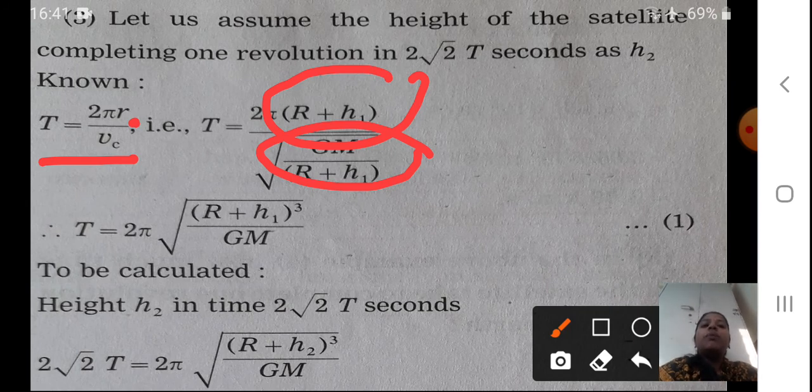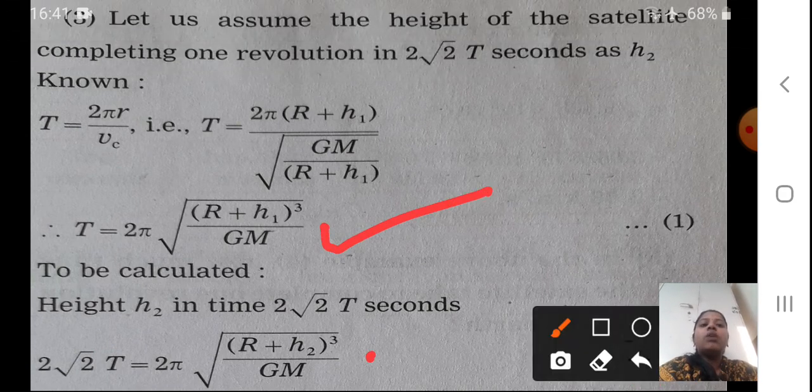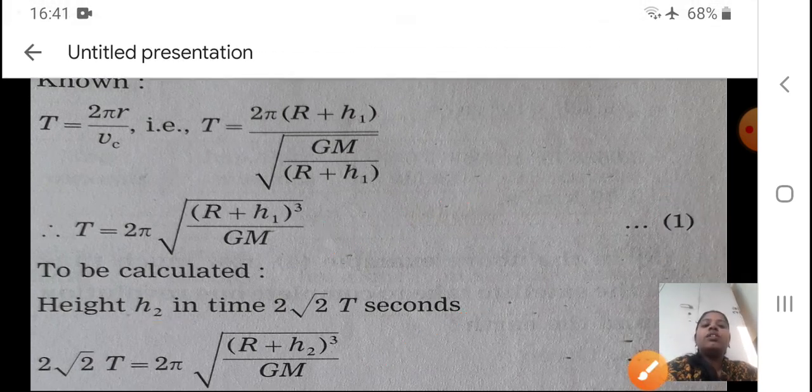Now what it will become? Therefore t is equal to 2 pi root of r plus h1 cube upon gm. To be calculated, the height h2 in time 2 root 2 t seconds. So the t value we are going to take is 2 root 2 t is equal to 2 pi root of r plus h1 cube upon gm, so that we have to solve. Students, this is your equation 1, and this is for h2, so it will become r plus h2 cube upon gm. So you have got equations 1 and 2 that you are going to solve.